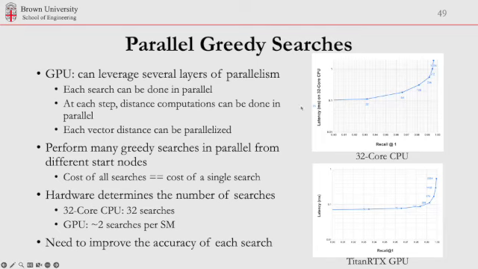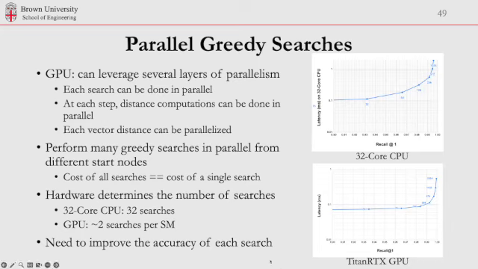And so on the CPU, right now I'm looking at the high recall limit. So we have 90% recall and 100% recall we're looking between. On the CPU with a 32-core CPU, we can do 32 searches in parallel without an exponential increase. On the GPU, we can do about 2 searches per streaming multiprocessor, which is essentially related to the number of cores on the GPU.